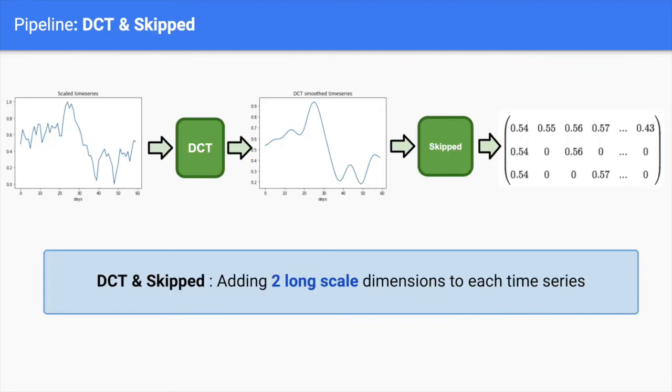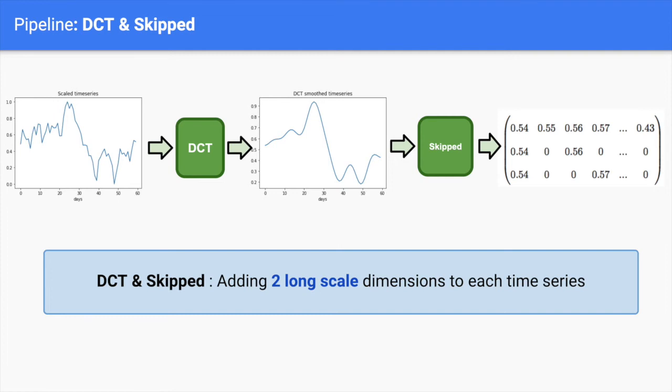Thank you, Romane. In this presentation, I will discuss only two of our pipelines for the sake of time. The first one is DCT and skipped values. As you can see on the figure on the left, we have the scaled time series, which will pass through a DCT filter. Next, we will append two context scales to the signal. The first will skip the price every other day, and the second will skip the price every 2 days. Each of these dimensions gives us a more general scale of the price.